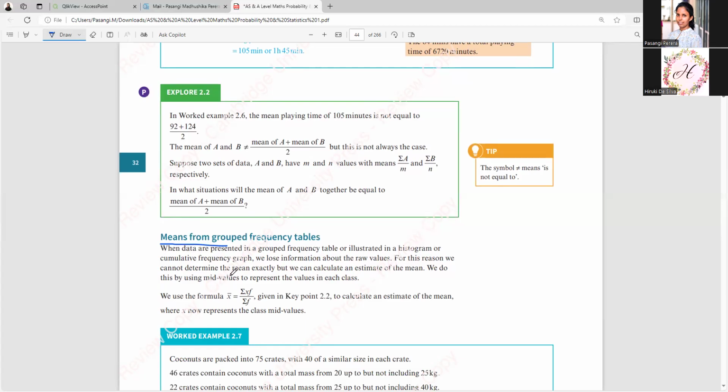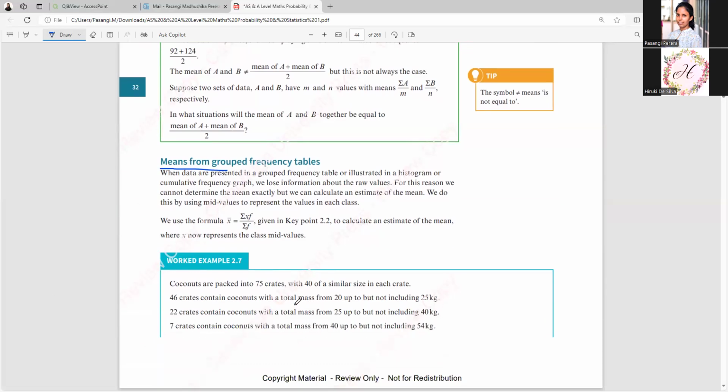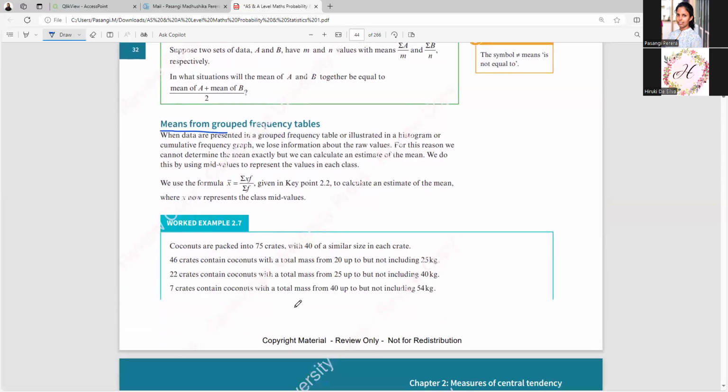We do this by using mid values to represent the values in each class. So we normally use the formula that I explained earlier. The x bar would be sigma xf divided by sigma f as well. Sigma f means the total frequency. This is given in key point 2.2, to calculate an estimate of the mean, where x now represents the class mid values. It's clear, right, for you?